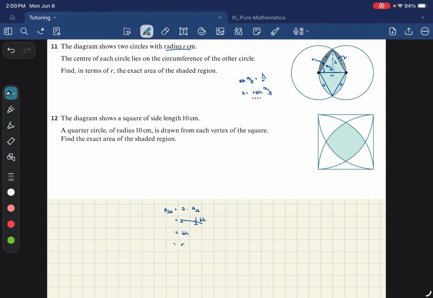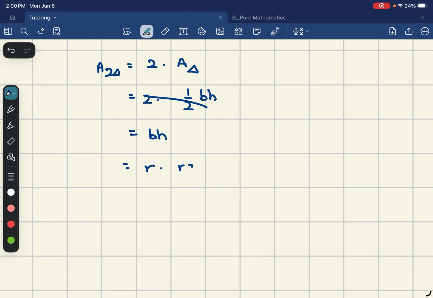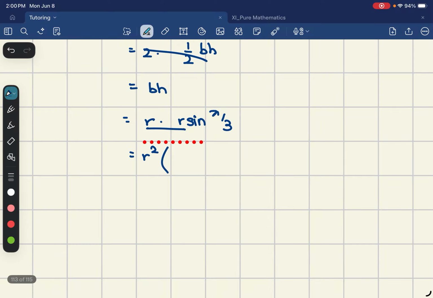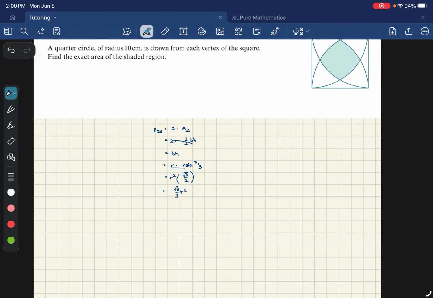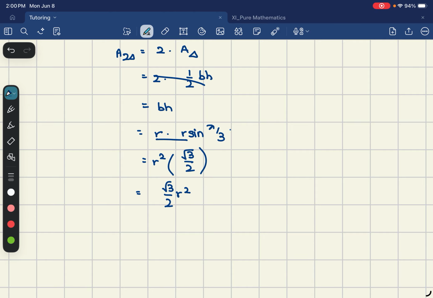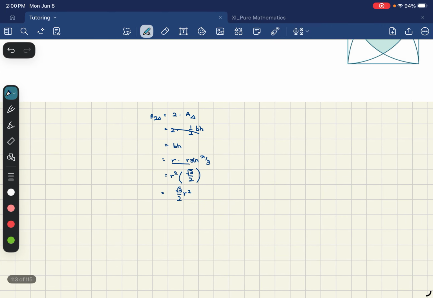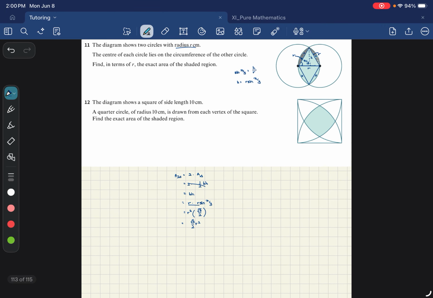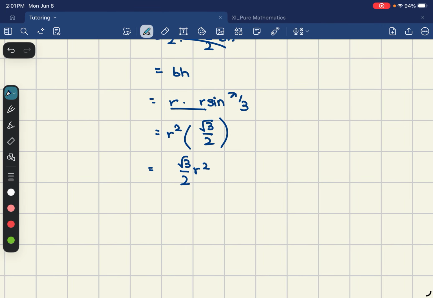And I'm going to use this information. So r times height is r sine pi by 3. So it's r squared, r times r is r squared, sine pi by 3. Sine 60 degrees is root 3 over 2. So it's root 3 over 2 r squared. So sine 60, you have to remember, is root 3 over 2. All right. So now we know the area of the two triangles. It's this expression.